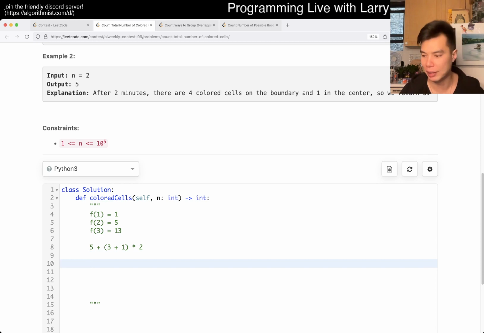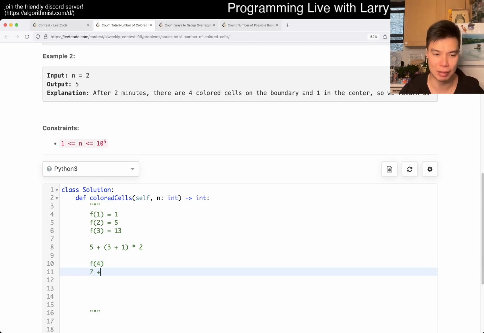I actually manually wrote out the next one just to confirm, and that is just 7 plus 5 plus 3 plus 1 times 2, right? So from that, you can see that this component is the sum of the first odd numbers, right?